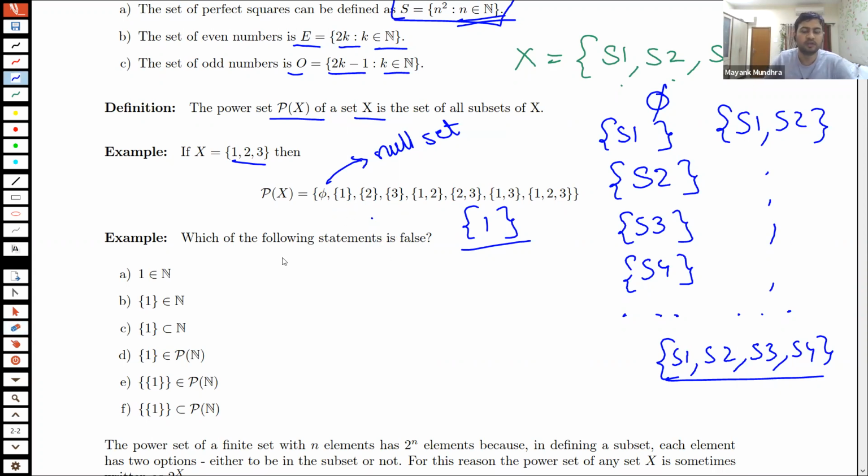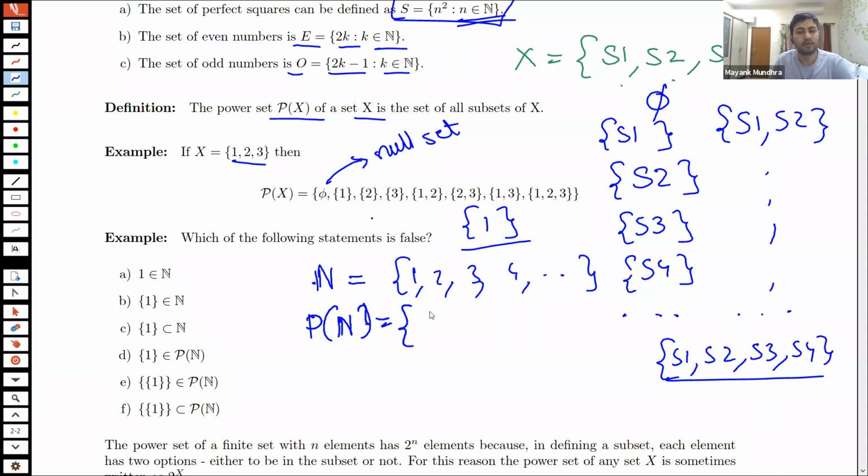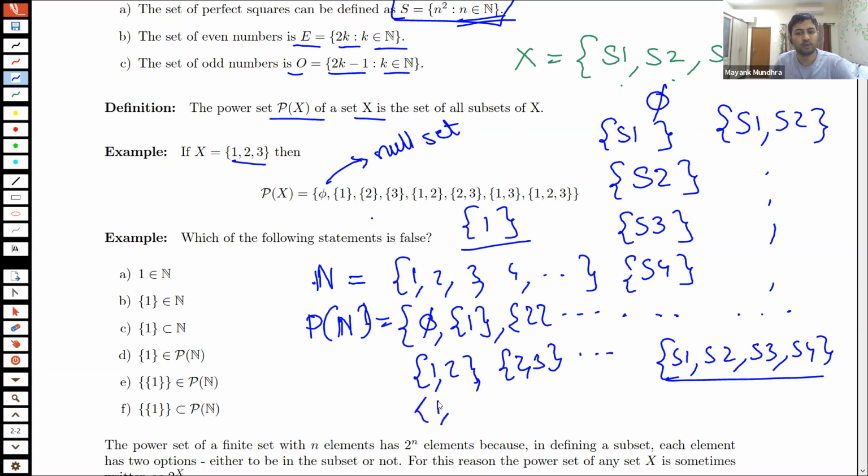All right. So we have already seen the set of natural numbers is basically 1, 2, 3, 4, and so on. So the power set of natural numbers will basically be the null set, then only {1}, only {2}, and so on. Then {1, 2}, {2, 3}, and so on. Then {1, 2, 3}, and so on. Then 4 elements, 5 elements, 6 elements. So it will be infinite.